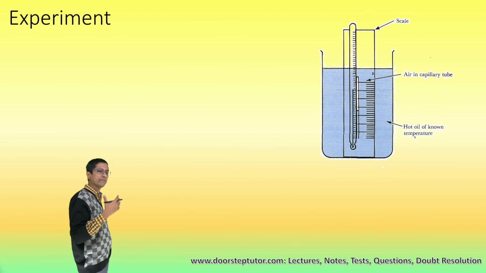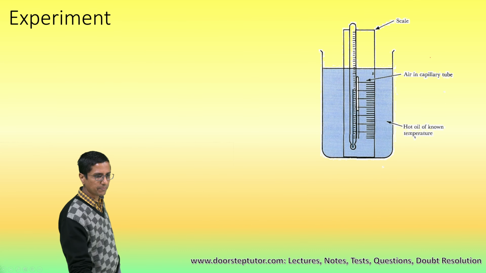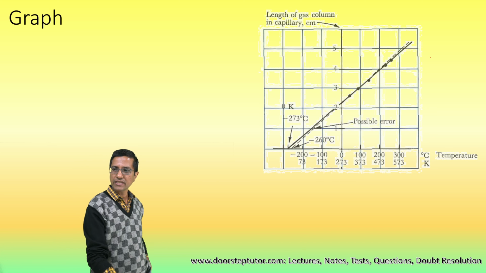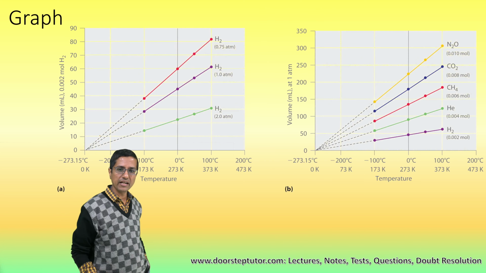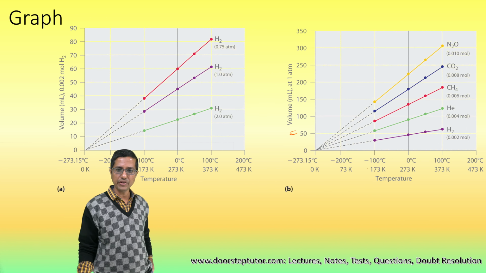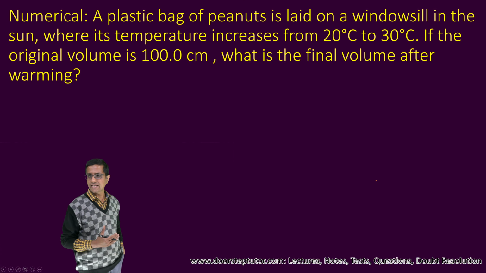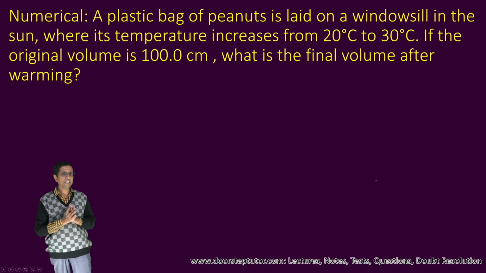So not very difficult, very simple. This was the original experiment which was done by Charles, and we have studied this in the previous classes. The relationship between the volume and the temperature is always linear. So with that basic understanding, let us move on to solving the numericals.